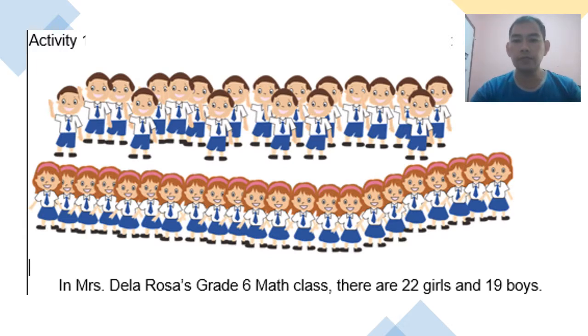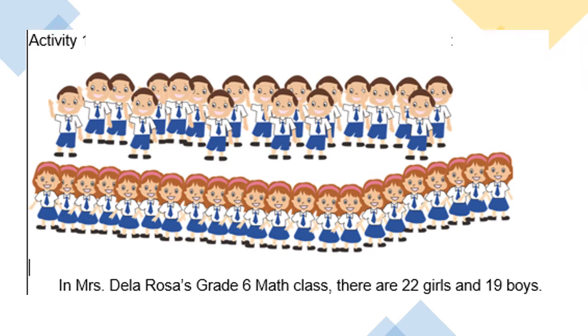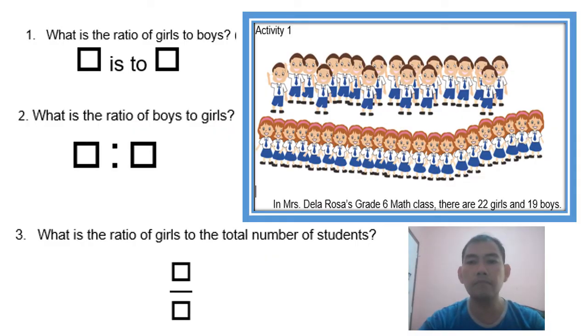Let us further study this with our activity number 1. In Mrs. De La Rosa's grade 6 math class, there are 22 girls and 19 boys. Question number 1. What is the ratio of girls to boys? Okay, so you are correct. That's 22 is to 19.